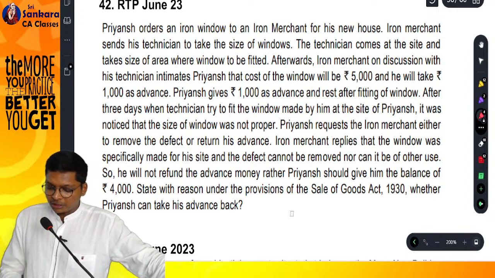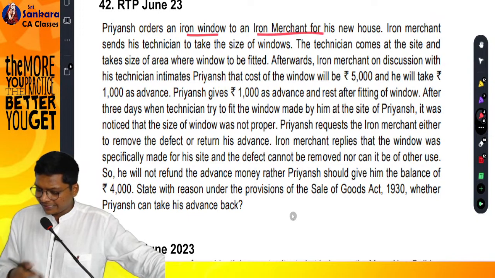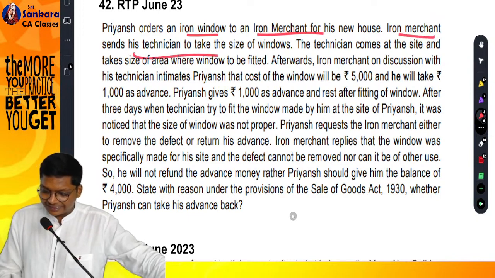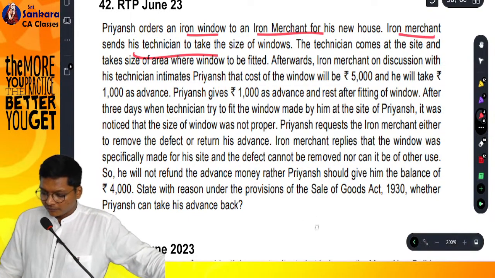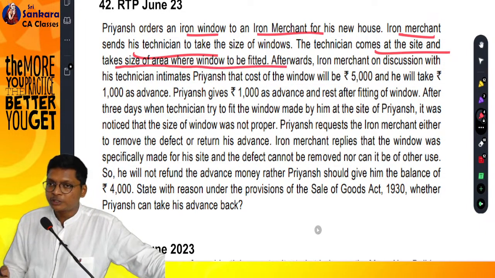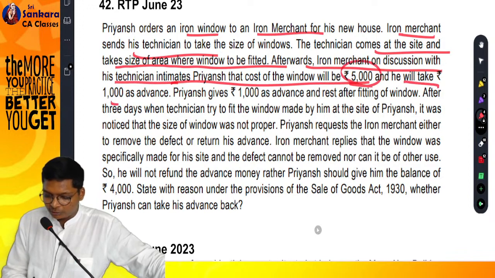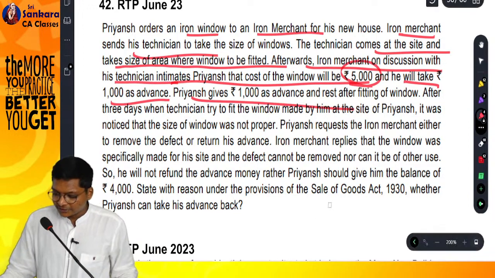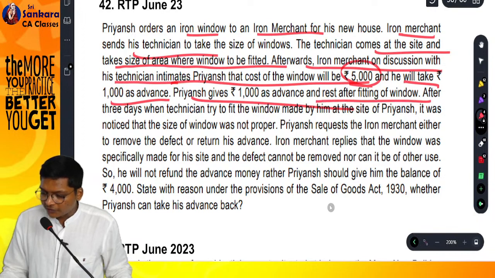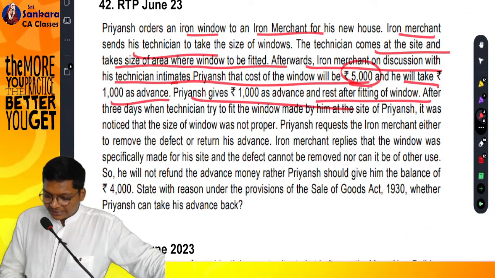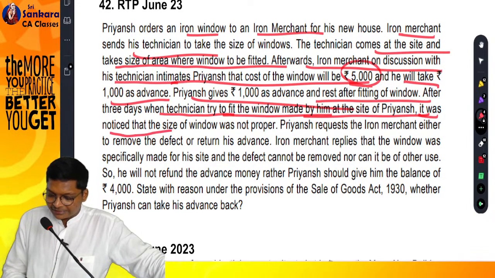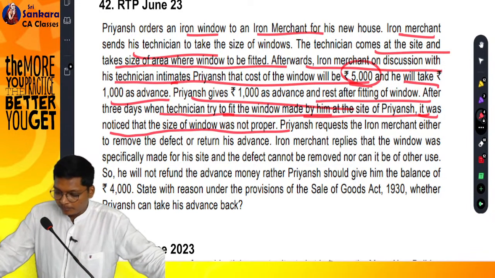So follow, Priyansh orders an iron window from an iron merchant for his new house. Iron merchant sends his technician to take the size of the windows. Technician comes to the site and takes the size of the area where the window is to be fitted. Afterwards, iron merchant, on discussion with the technician, intimates Priyansh the cost will be 5,000 and he will take 1,000 as advance. Priyansh gives 1,000, and the rest after fitting the window. After 3 days, when the technician tried to fit the window made by him at Priyansh's site, it was noticed that the size of the window was not proper.